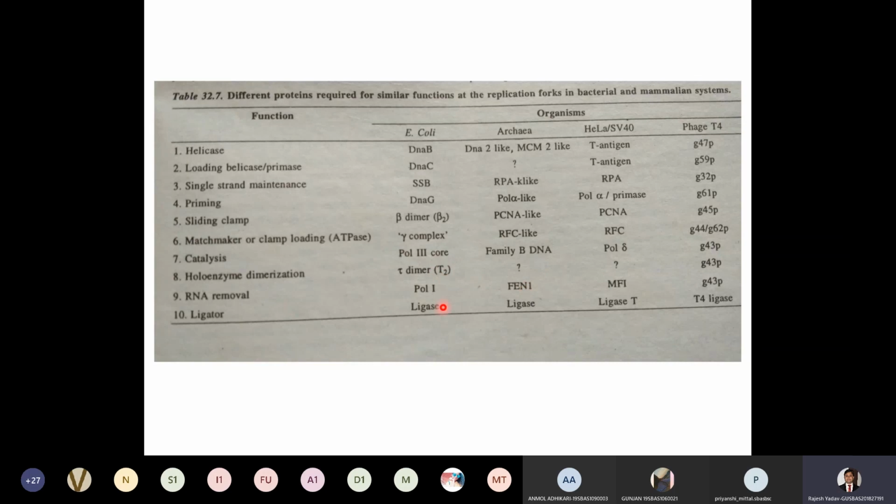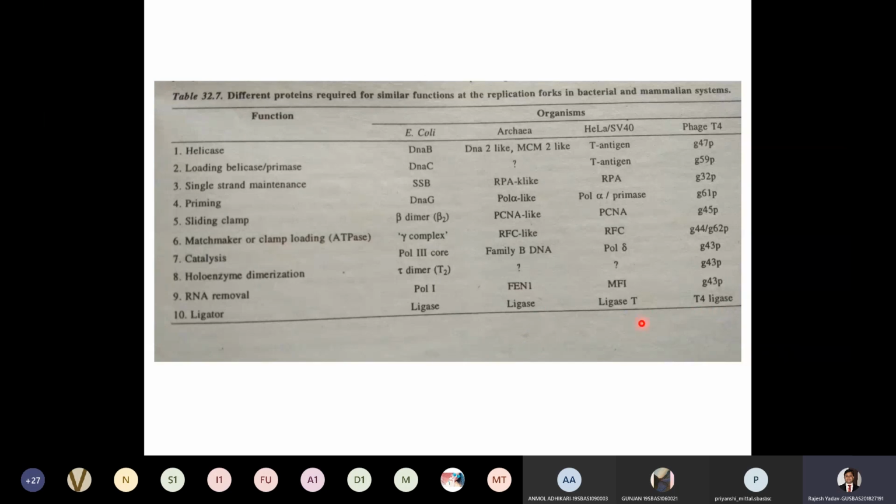And next one is the DNA polymerase I in the E. coli, and the equivalent of DNA polymerase I is FEN1, FAN1 or MF, maybe maturation factor. So MF1 protein or gp43 protein. And last is the ligase enzyme, which seals the nick, and the same enzyme is present in the archaea, also called ligase, but in the HeLa virus it is called ligase T, and it is T4 ligase.